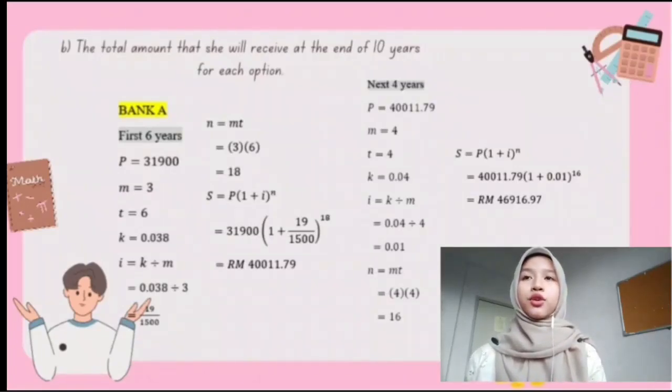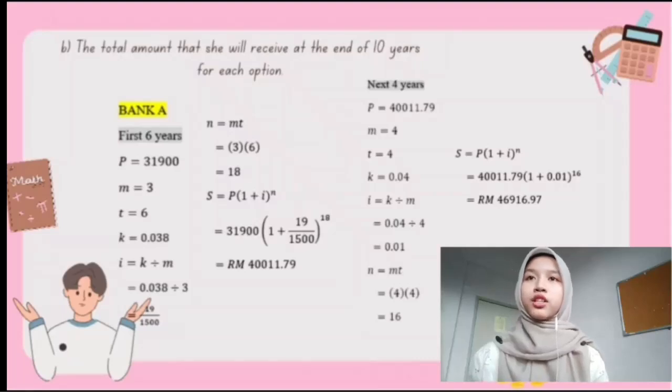For Bank A, we're going to calculate for the first 6 years and for the next 4 years. For the first 6 years, P represents our principal, which is 31,900 ringgit, M equal to frequency of conversion, which is 3, T equal to number of years, which is 6, K equal to annual nominal rate, which is 0.038, and I equal to periodic interest rate, which is K divided by M, equal to 0.038 divided by 3, equal to 19 over 1,500. N is the total number of interest periods, which is M times T, equal to 3 times 6, equal to 18.